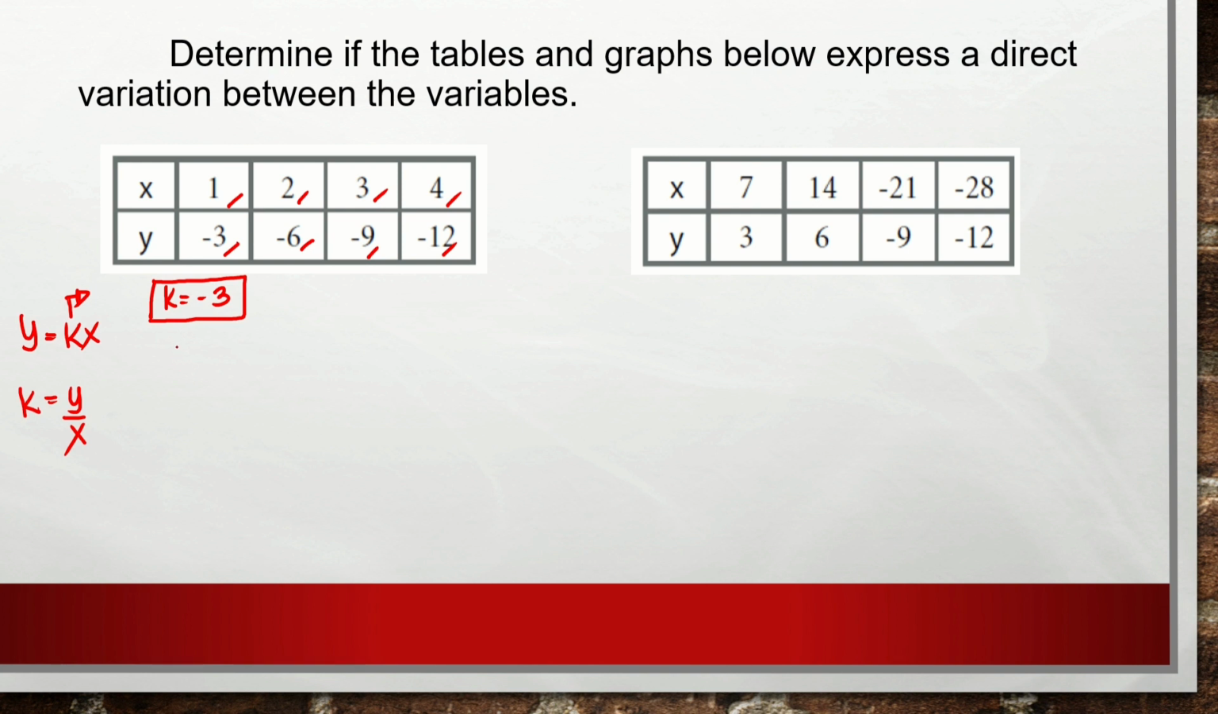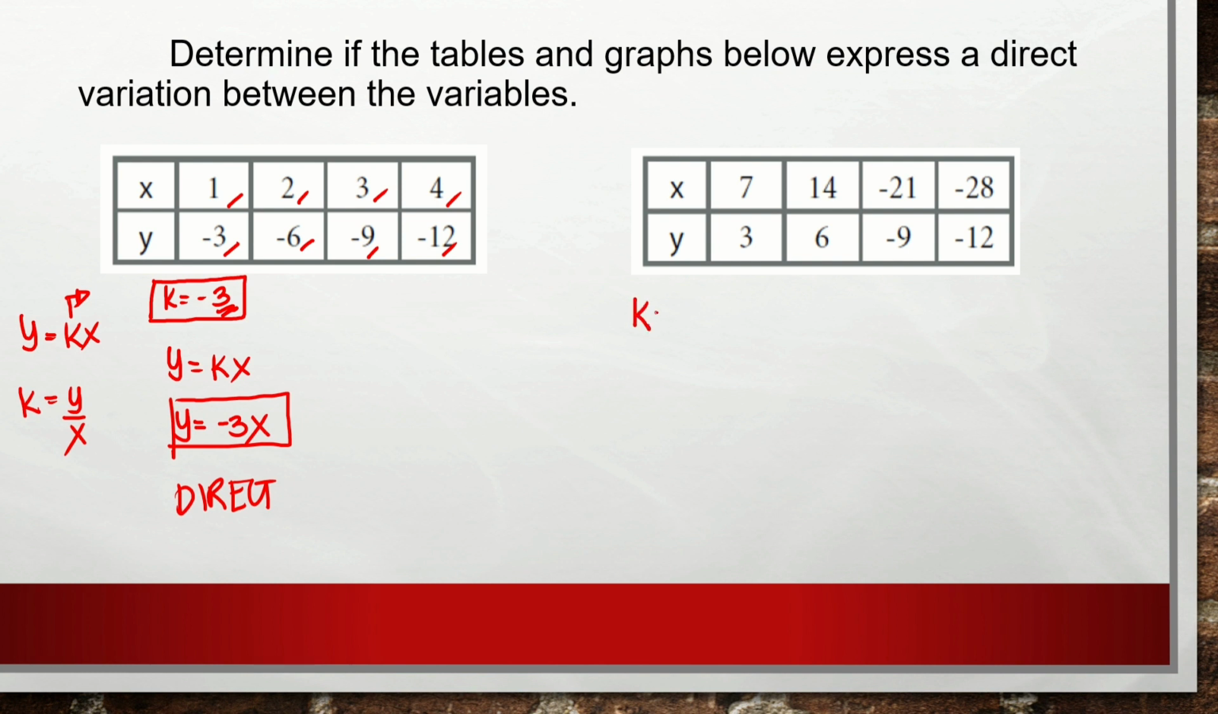Another thing is that we can write the equation of variation. Simply, y is equal to kx, and we know that the value of k here is negative 3. So the equation of variation is y is equal to negative 3x. So therefore, this one is direct variation. Let's try example number 2.